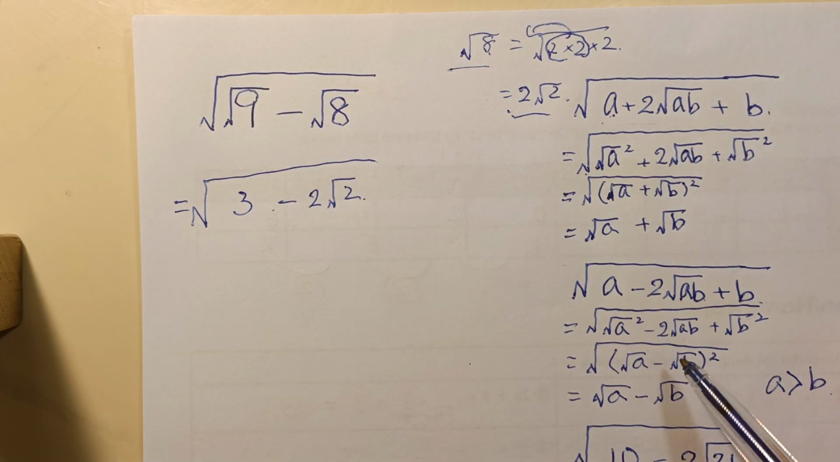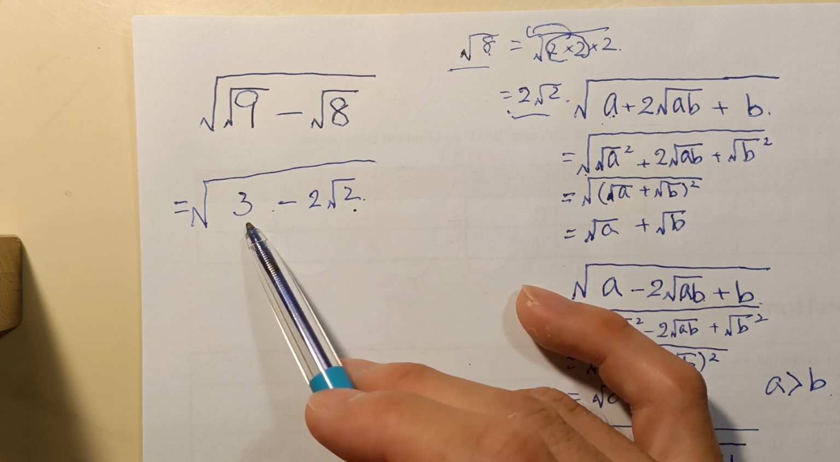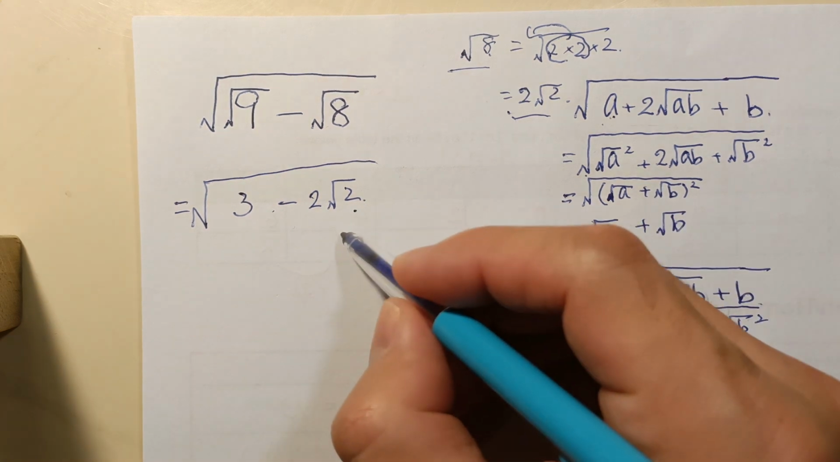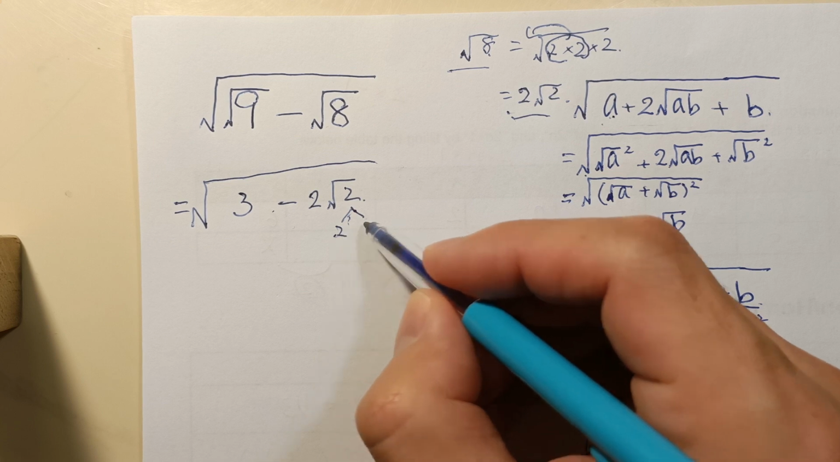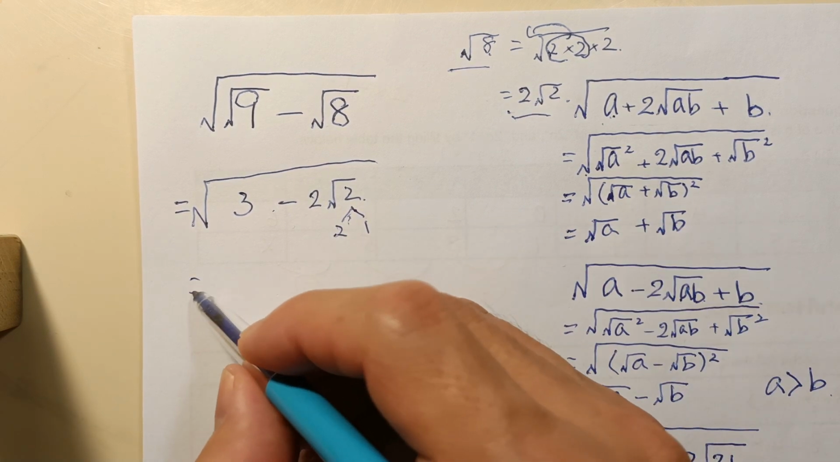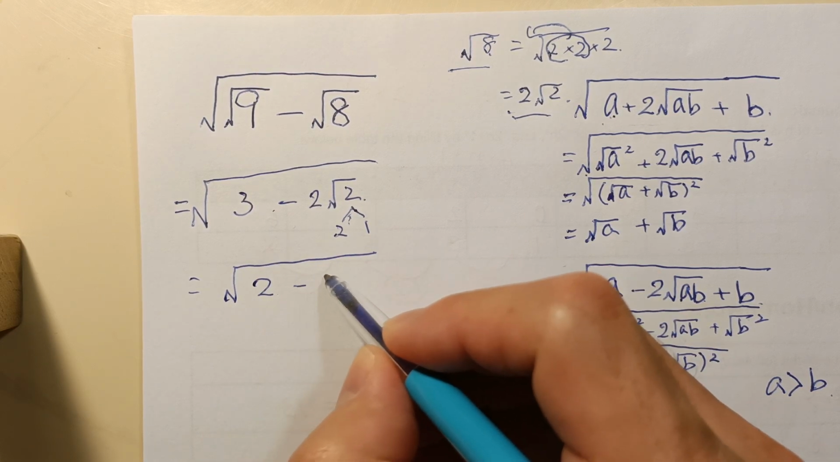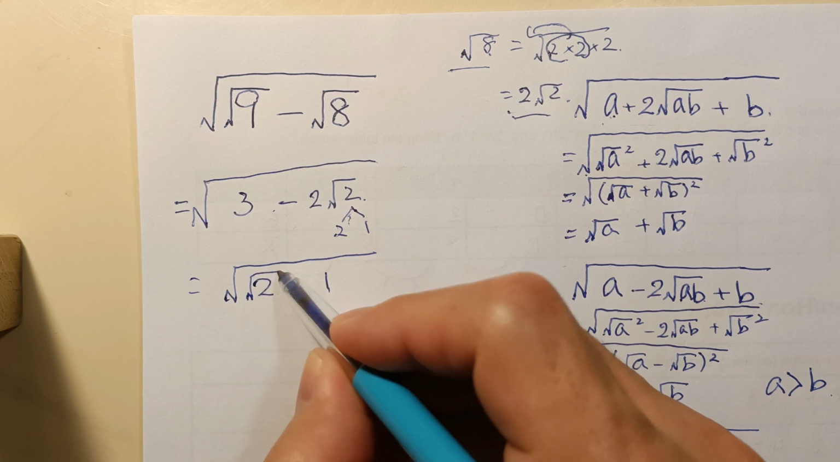Then we do the same. Timesing two number, you get 2. Adding two number, you get 3. 2 and 1, isn't it? Okay, I always write 2 in front because this is a bigger number. So 2 minus 1, square root 2 minus 1.